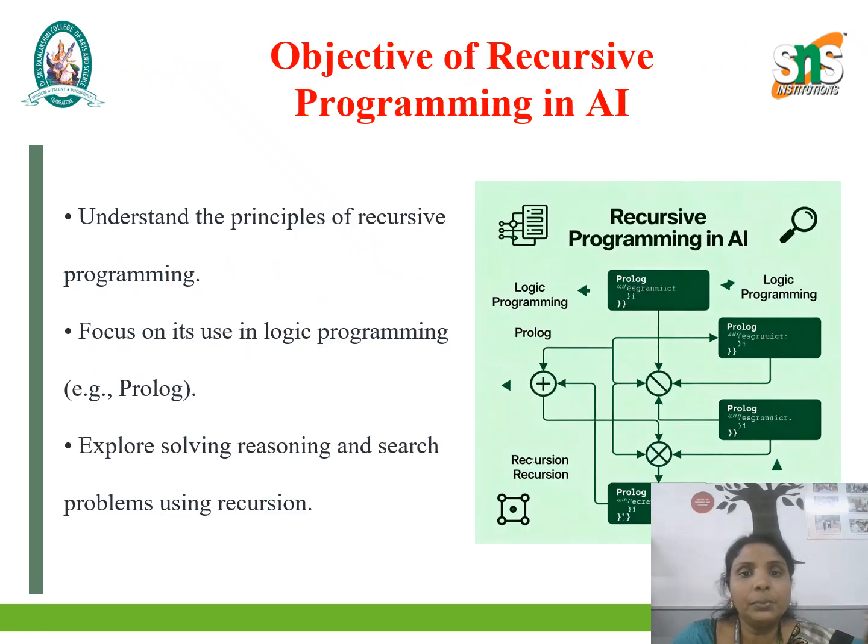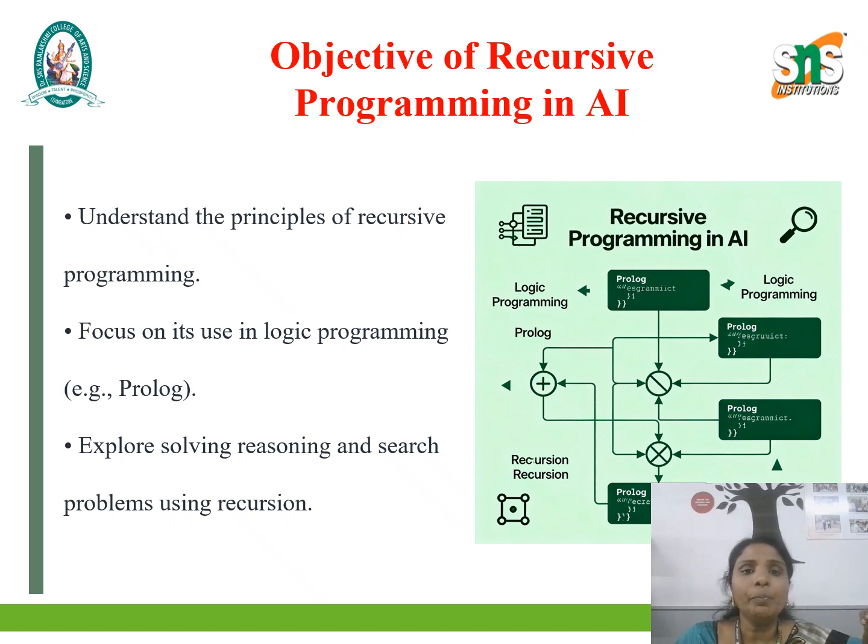Next, we see the objectives of recursive programming in AI. In this topic, we focus on understanding the principles of recursive programming. Recursion means a function or rule calling itself on smaller parts of a bigger problem. It's like breaking a large problem into simpler, repeated steps until we reach an easy base case. In logic programming, especially in a language like Prolog, recursion plays a key role since Prolog doesn't have loops like traditional languages. Recursion is used to repeat operations and explore different possibilities.